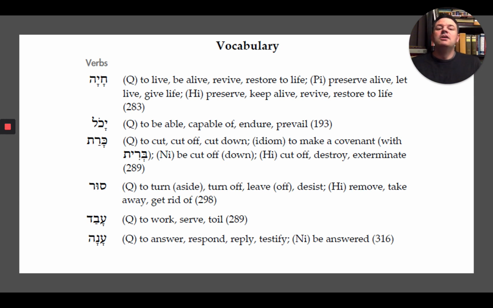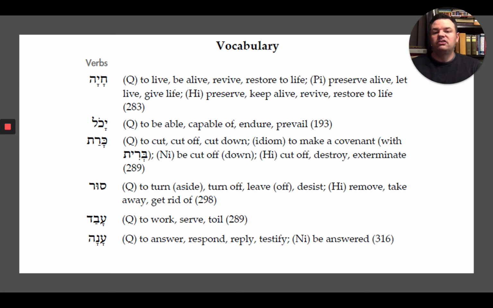All right, so let's then move on to the vocabulary, and we've seen these within the paradigms. Haya, to live. Haya, to live, and then notice the definitions for the PL and the hifil are there as well, so you can just pay attention to those. Look at the differences between the cal, which is the Q, and the PL, which is the PI there, and the hifil, which is the HI.